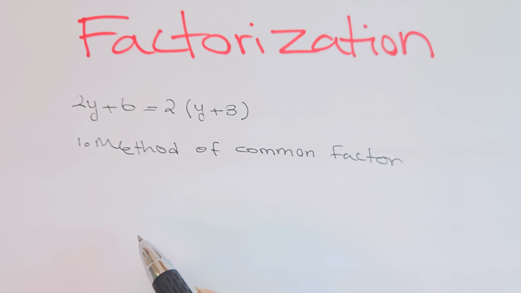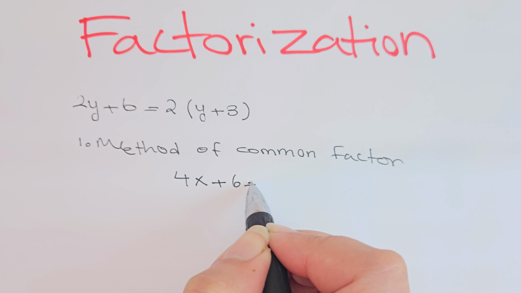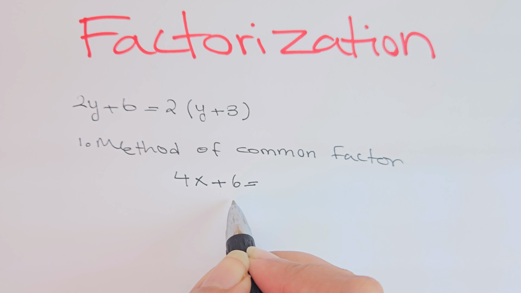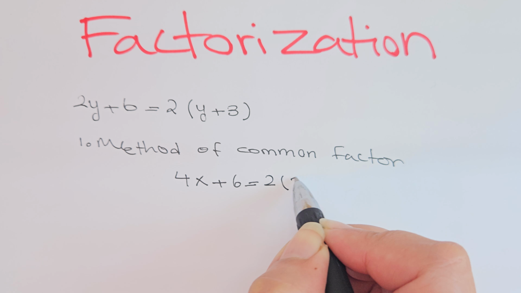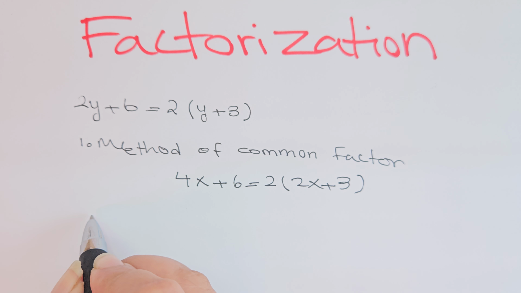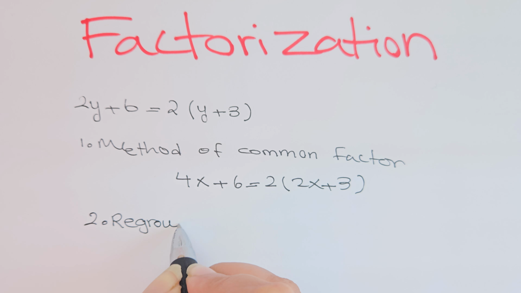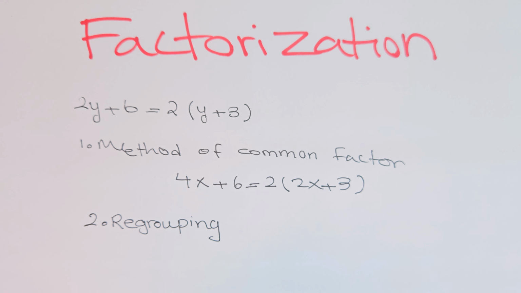So let's do another example. 4x plus 6. Again, the common factor that we want to pull out is 2. So that would be 2 times (2x plus 3). Okay, this is the most simple method. There is another method which is very similar to this one. Actually, the basis of this second method is the same as the first one.